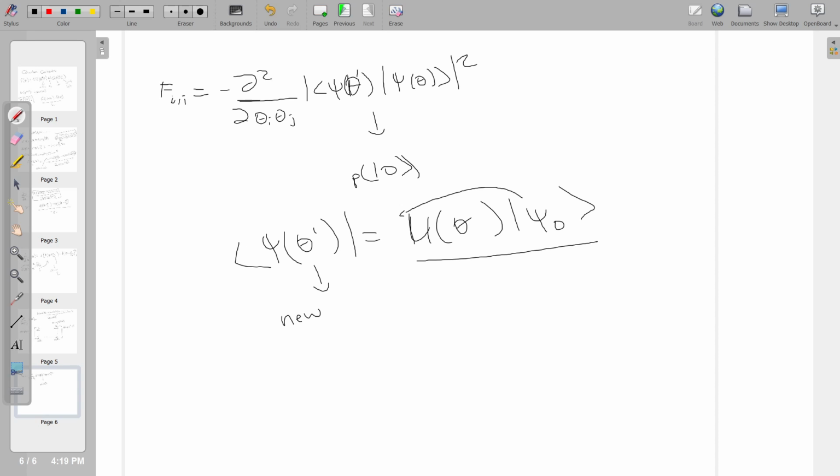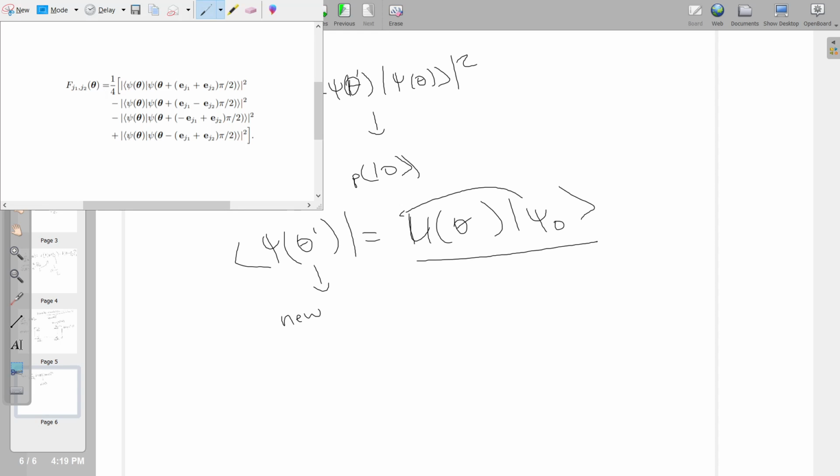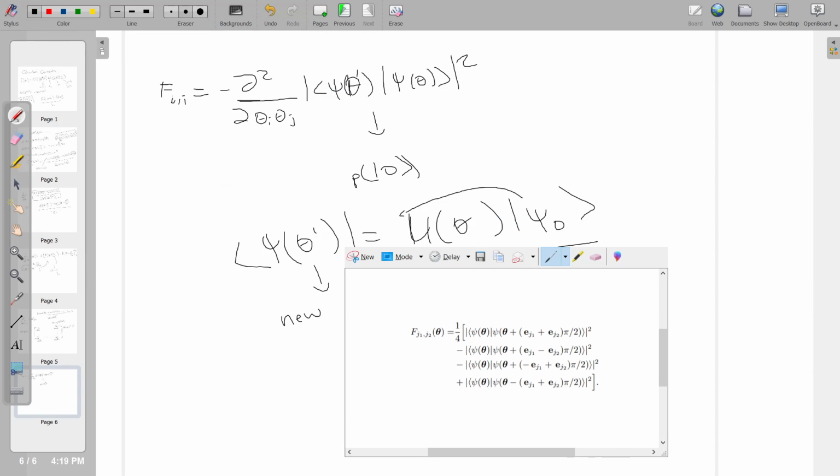And I'm not actually going to write this whole equation out. I'm going to steal it from the paper because it is a lot to write. But we can see this is actually equation 16. Oh, I realize you cannot see that. This is equation 16 in the paper.